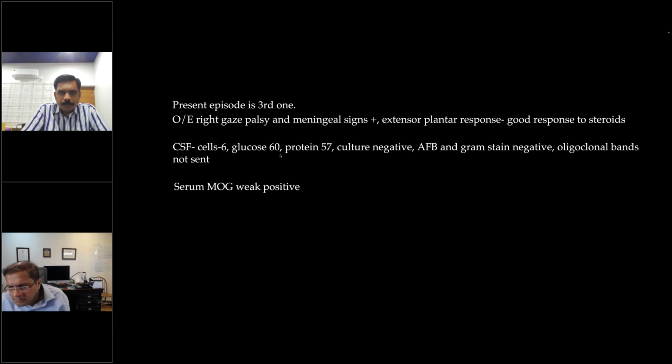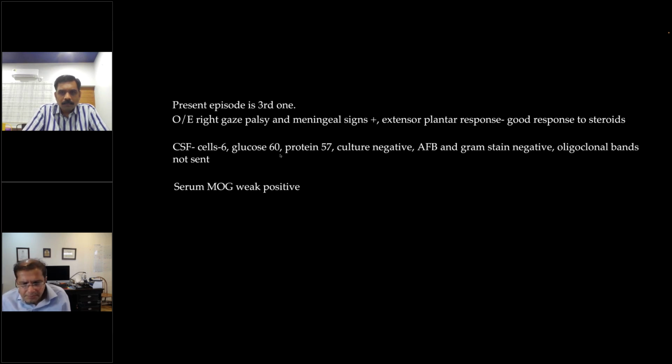CSF had cells of 6, glucose was 60, protein was 57. The culture was negative. AFB and Gram stain were also negative. Oligoclonal bands were not sent. Serum MOG was sent, which was weakly positive. Dr. Lokesh, whether you want to add anything to it?